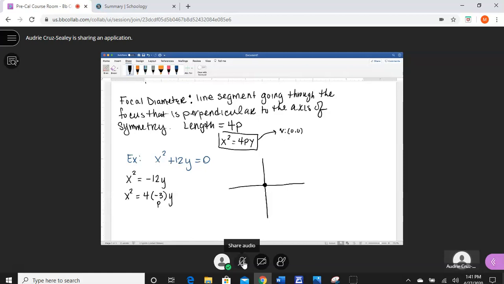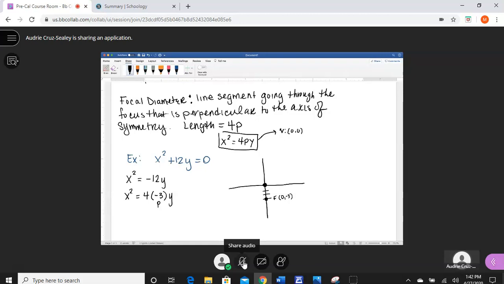Now, p is negative 3. Remember, p is the distance from your vertex to your focus. So I'm going to go 3 units down. 1, 2, 3. This is my focus. So your focus is at 0, negative 3. Is everybody okay with that? Any questions?